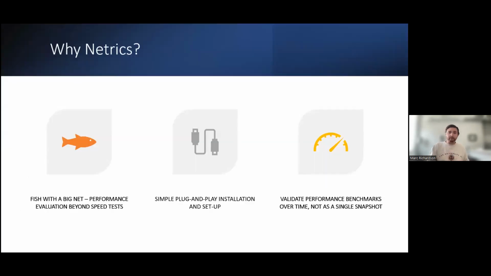So why do we think local governments and nonprofits can benefit from Netrix specifically for the BEAD challenge process? There are three main reasons. First, we like to say you can fish with a big net. Netrix has a whole suite of diagnostic tools that generate performance data. The second is that devices are easy to install. And third, the data from the devices can be used to validate performance benchmarks with multiple measurements over time.